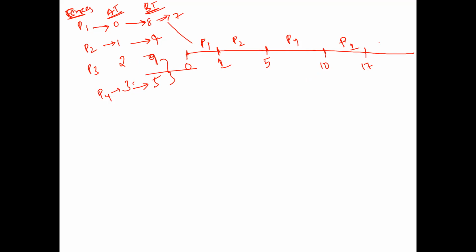Then the last one is P3. P3 is only 1 remaining. So 17 plus 9, it is 26. So this is your Gantt chart.